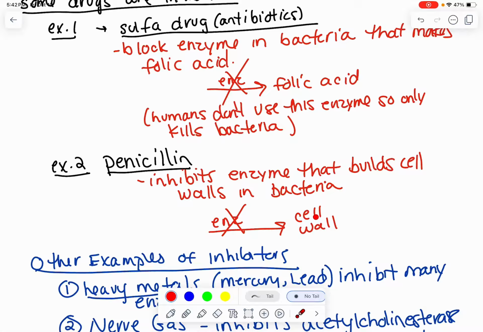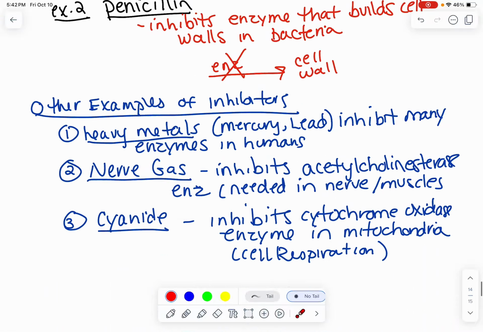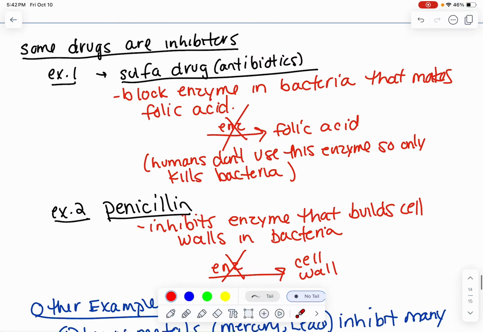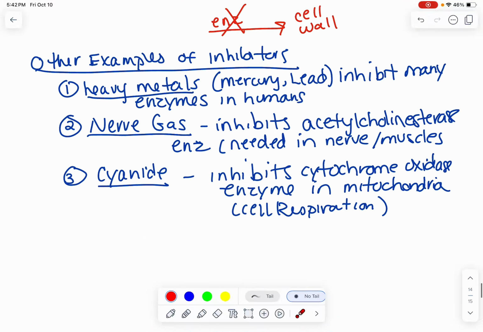And so if they can't build cell walls as they divide, they just can't divide and multiply. And essentially that slows them down. So those are just examples of antibiotics that are inhibitors in bacteria. Here's a couple other examples of inhibitors, right? So these ones are helpful to us because they block enzymes in bacteria. These are some other inhibitors that I just wanted to mention here.